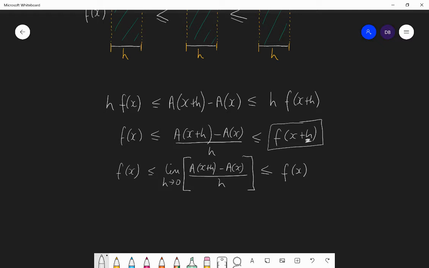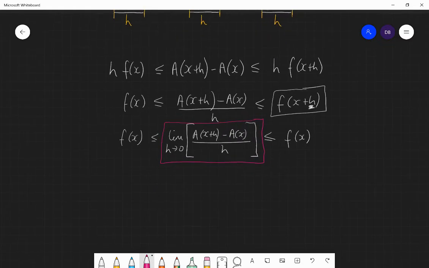So that's quite interesting. Now I've got that this middle expression here is greater than or equal to f of x and is less than or equal to f of x. So I know that that means that it equals f of x. Because if it's no greater than it and it's no less than it, then it has to equal it. Okay?